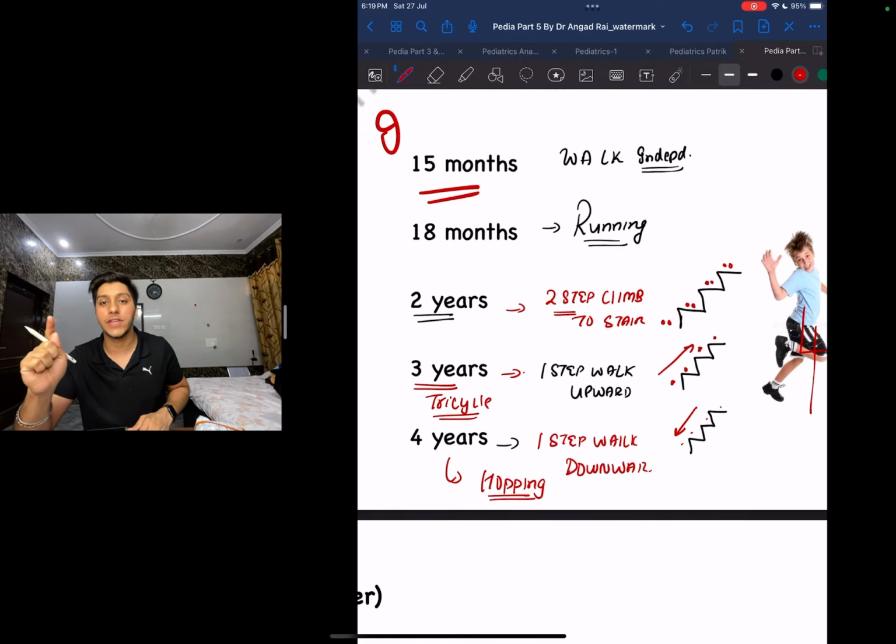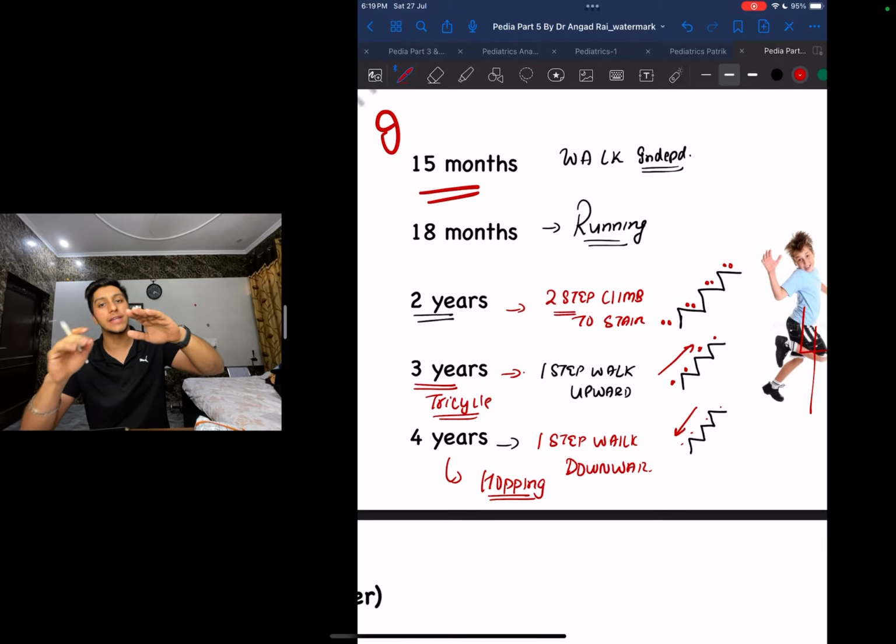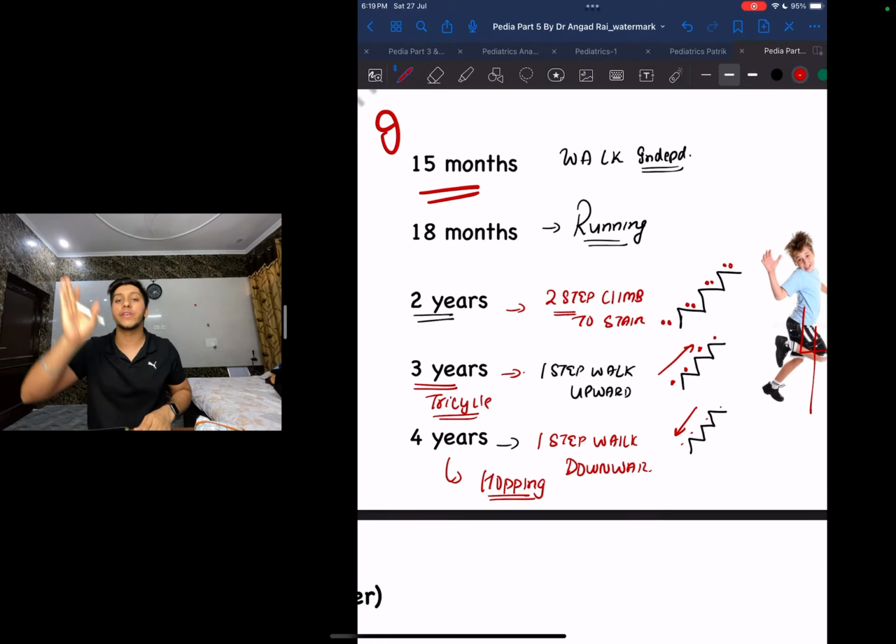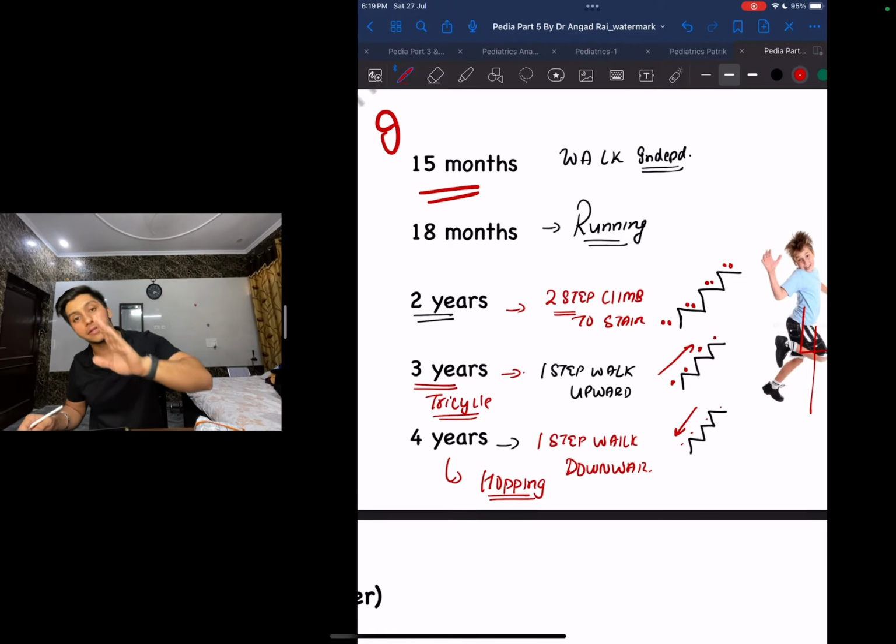By 3 years of age, they're going to do single step walking, but this time in the upward direction, because it is much easier for them to walk 1 step at a time, but in the upward direction.